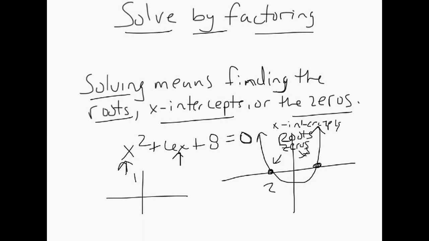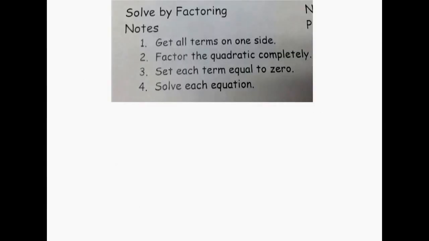Some of them will only hit one time and go back up. And then we'll even encounter some that don't hit at all. So this hits 2 times and has 2 solutions. This hits once and has 1 solution. This hits none and is no solution or 0 solutions. Okay. One of the ways to find them is to solve by factoring.